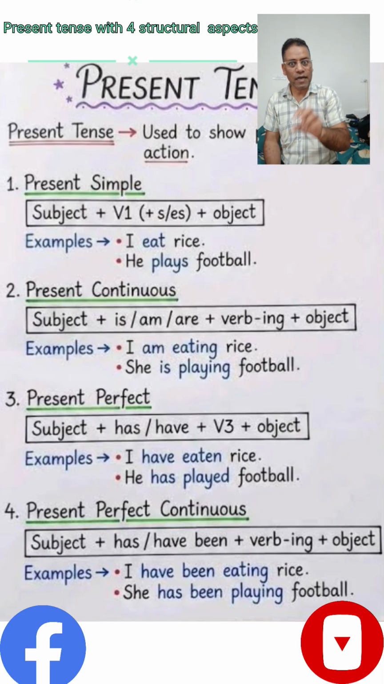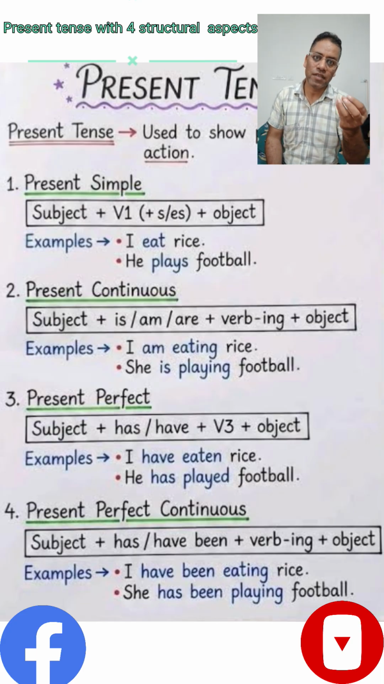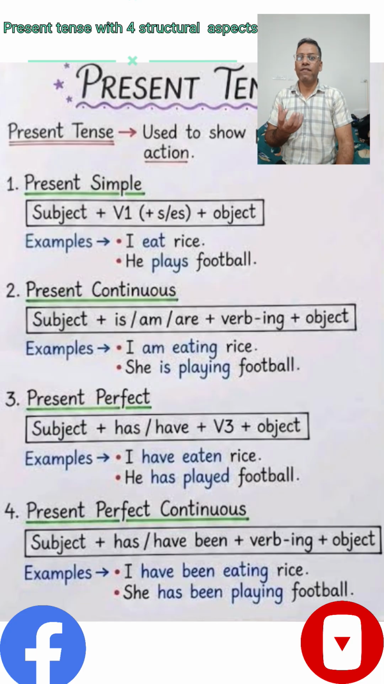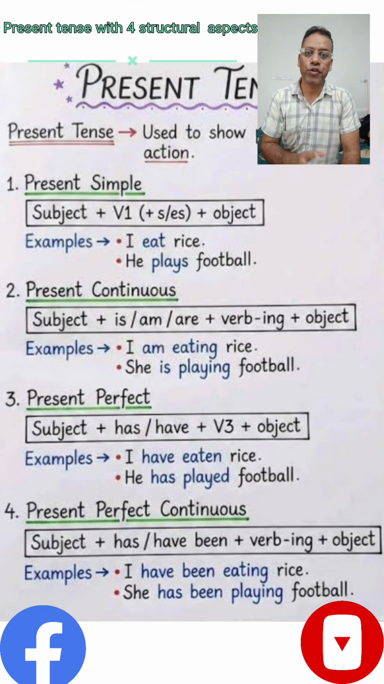So the work that is being done by she is playing, and that's being done on football. Football is an object. Okay. So here we can understand that she is playing football. This is all about the second aspect of present tense, that's called present continuous.